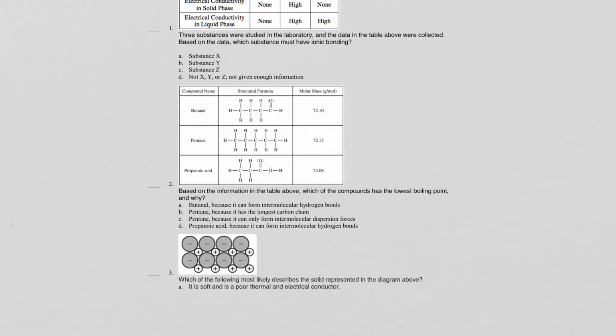Question 2, we see a table of structural formulas, and then we also have molar masses. Based on the information in the table above, which of the compounds has the lowest boiling point and why? Well, we would expect the substance with the lowest boiling point to have the weakest intermolecular attractions, and so the molar mass really is there just as a confusing detail because it's really not about molar mass, it's about what's in the molecule. If we notice the middle compound is all carbons and hydrogens, and hopefully students would recognize that as being a nonpolar molecule.